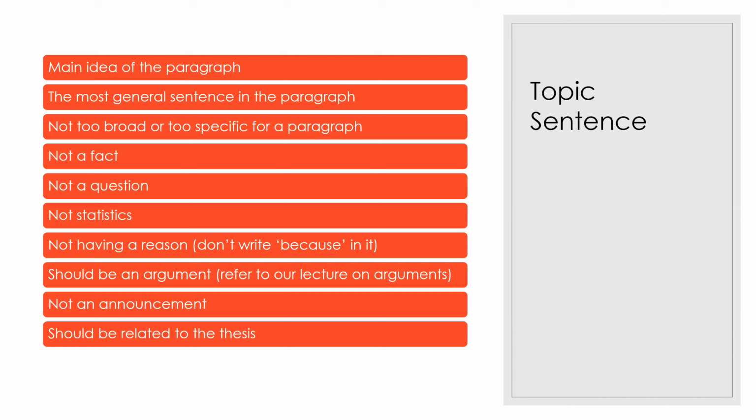It's not a fact, not a question, not a statistics. And a topic sentence should not have a reason. Like, don't say because in your first sentence of the body paragraph. A topic sentence should be an argument. So same thing, please refer to our lecture on argumentation. Topic sentence should not be an announcement. Don't say this paragraph is going to be about. Don't say I'm going to talk about this in this paragraph. Don't announce it, just write it. A topic sentence should be related to the thesis. Absolutely.